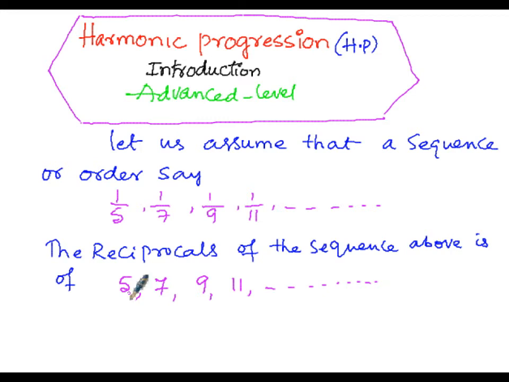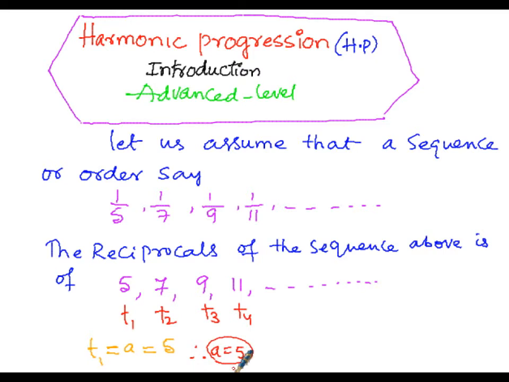Whereas here, let us see this sequence consisting of the terms. The first term is 5, the second term is 7, the third term is 9 and the fourth term is 11 and so on. But here let us identify whether the sequence of reciprocals is in arithmetic progression or geometric progression. So here generally the first term T1 is denoted by the letter A. So here the first term is 5, therefore A is equal to 5.